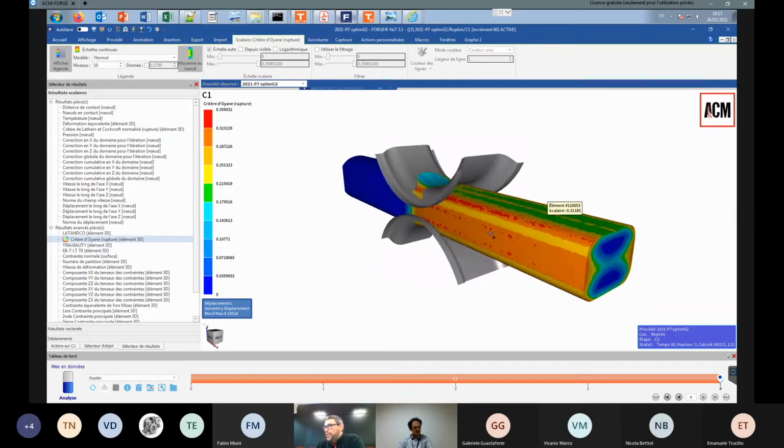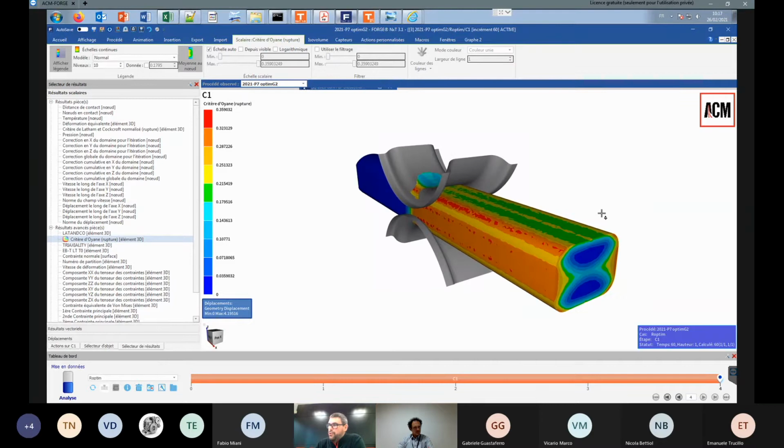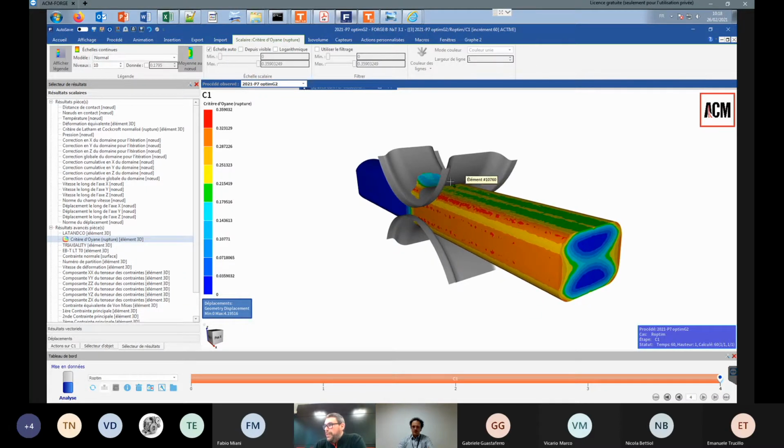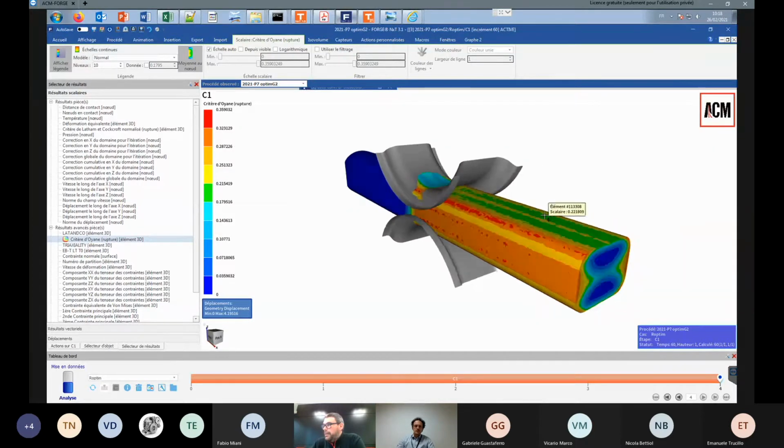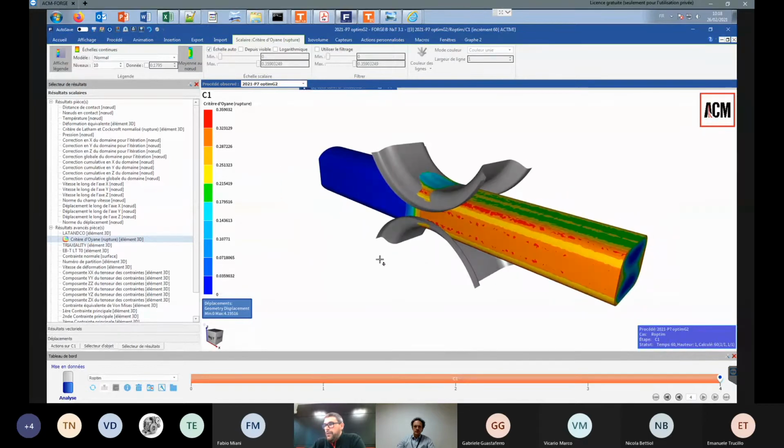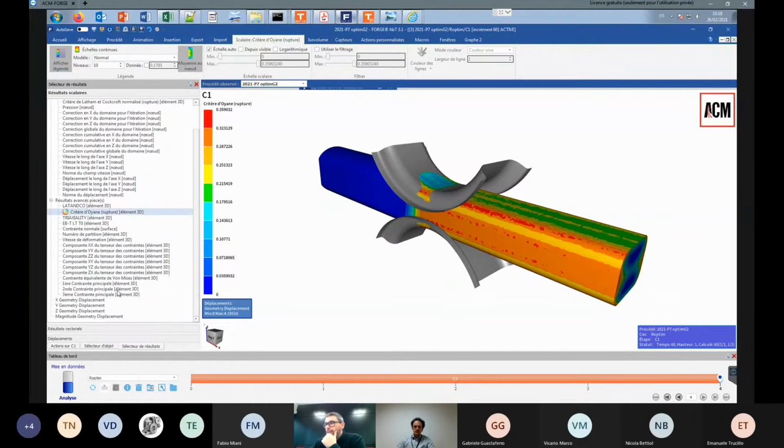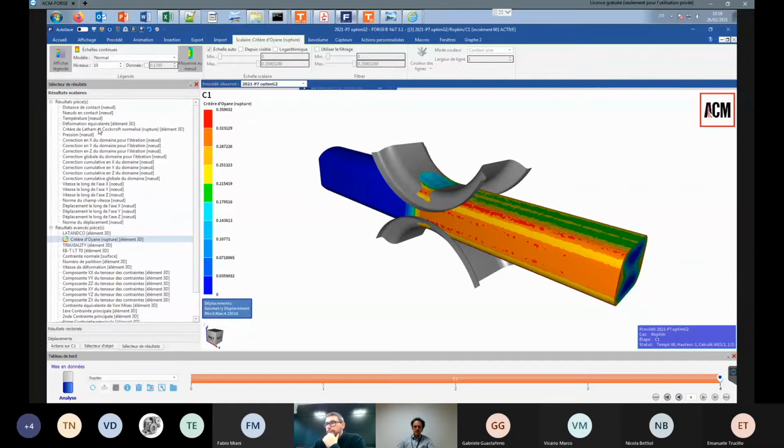So you can, with such tools, study the process and try to help people from the production to optimize the tools, the geometry really of the roll, to limit, for example, this kind of damage criterion. That's something we are doing with our colleagues in Udine.